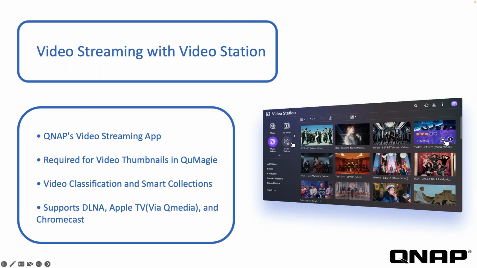QNAP also supports video streaming for all of your stored video content with our app Video Station. Installing Video Station also enables thumbnails for videos when you view them in QuMagie, so it can automatically have those thumbnails. Video Station supports classification into home videos, movies, and TV shows. Video Station also supports smart collections, grouping videos with similar criteria such as tags, ratings, or color labels.